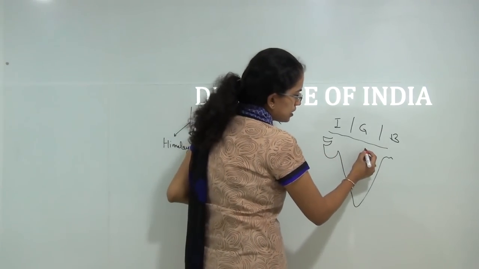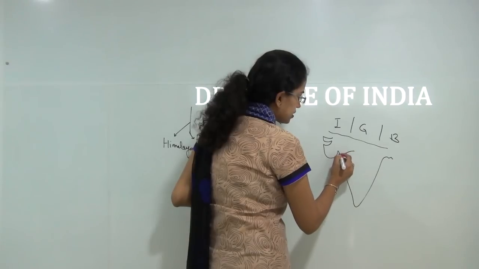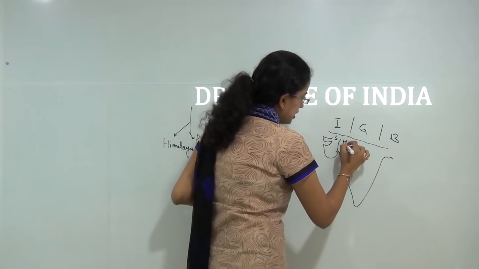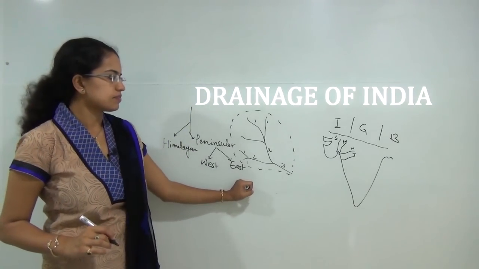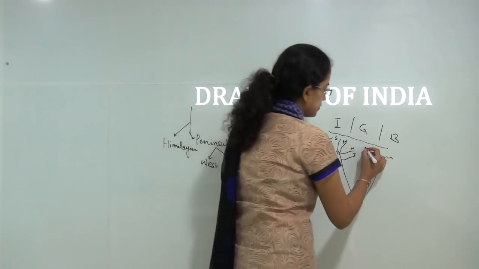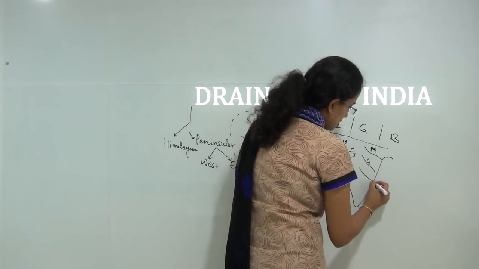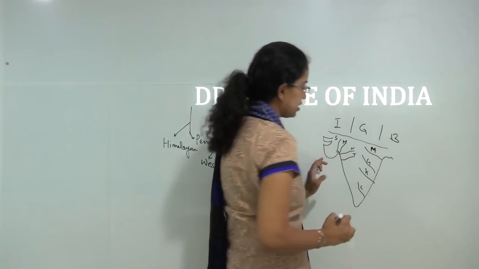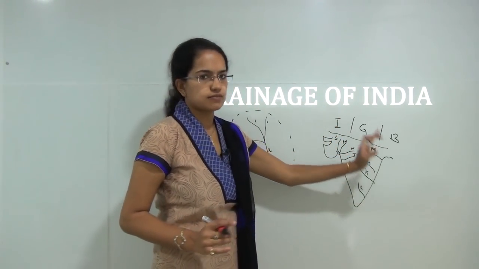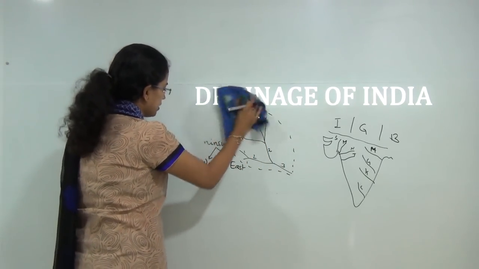In the peninsular rivers, we will be talking about the west flowing and the east flowing. When I say west flowing, Narmada, Tapti, Sabarmati and Mahi are the main rivers that we would be discussing. When we talk about the east flowing rivers, there are four basic rivers: Mahanadi, Godavari, Krishna and Cauvery. These would be the main rivers that we would be discussing towards the east. Now, we'll be talking about each of these drainage systems and rivers one by one.